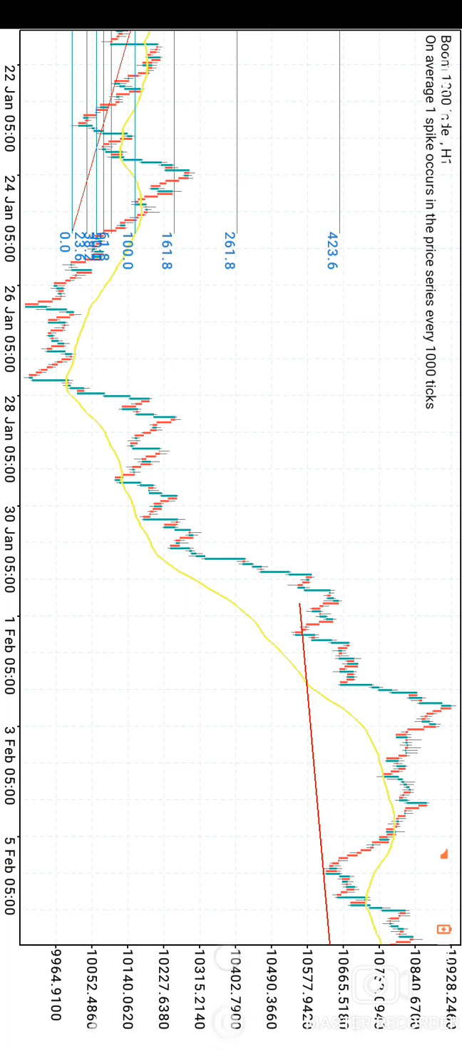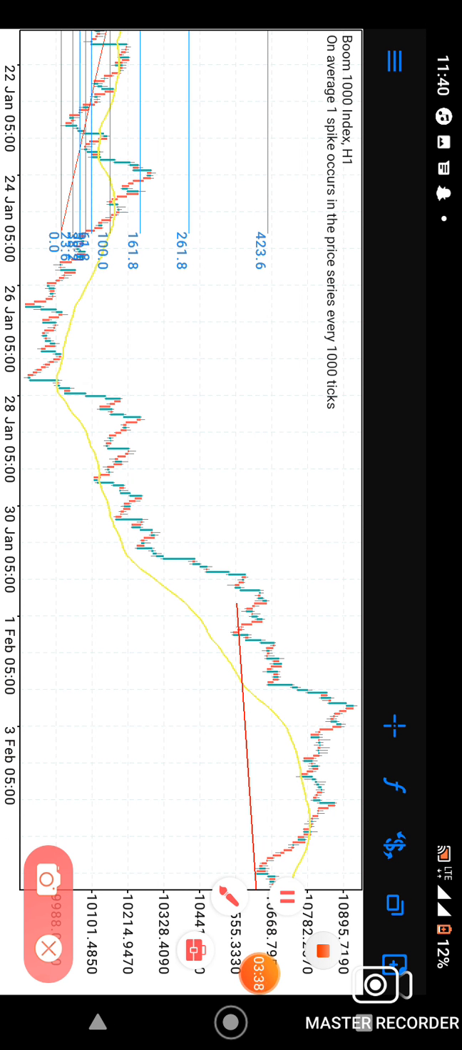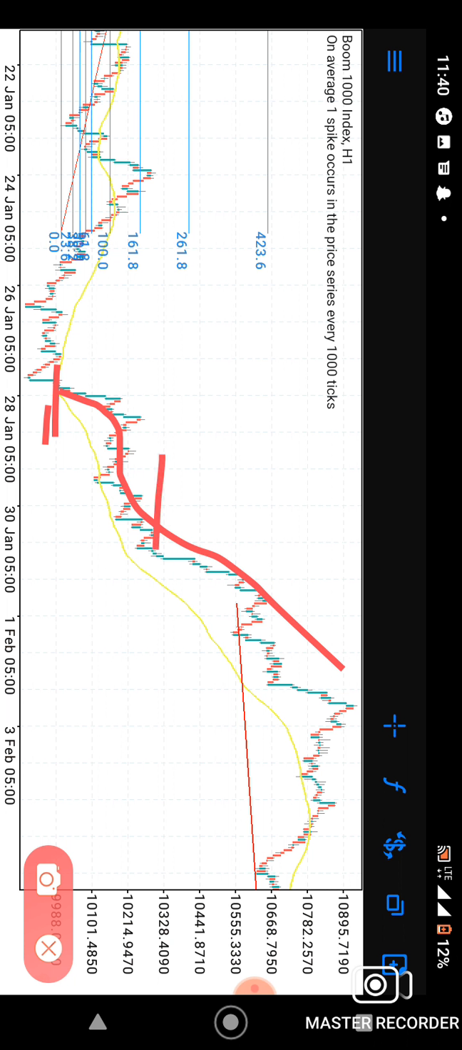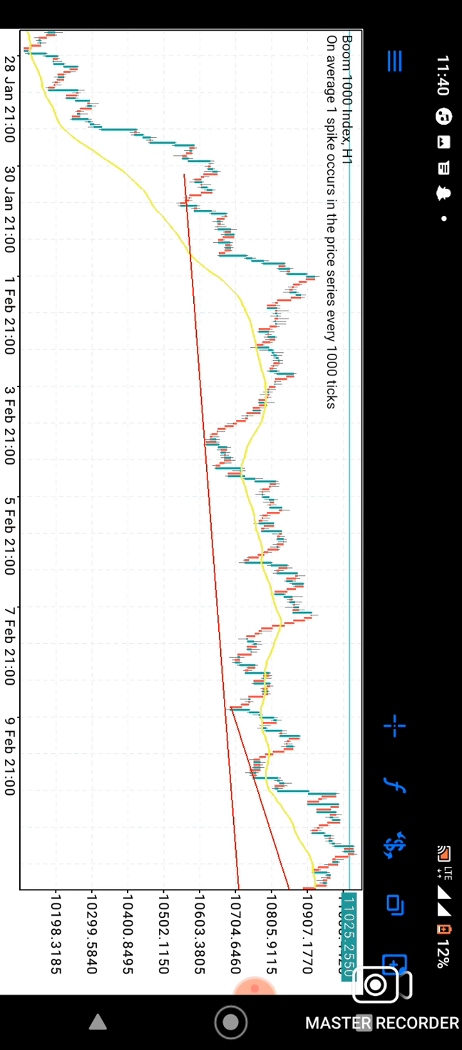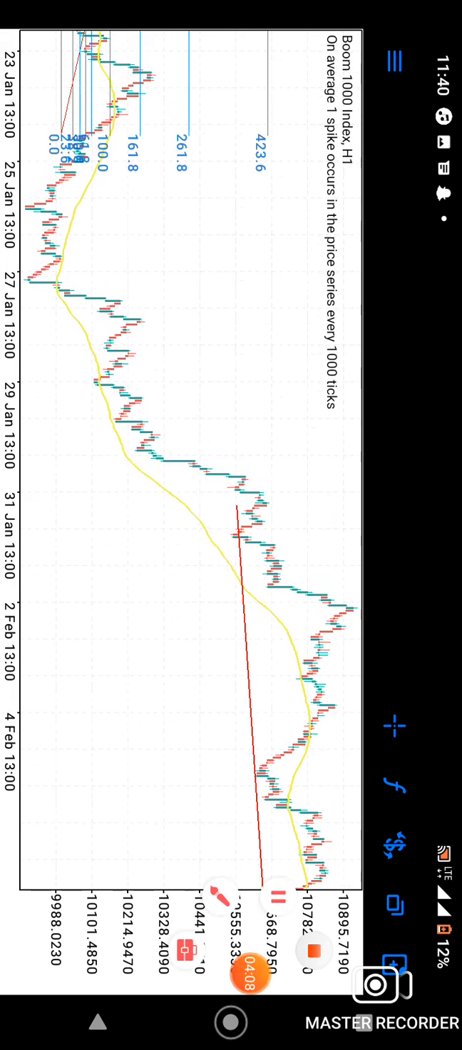Sorry, I was talking about people who want to take trades, or when to close a trade. If you enter a buy now and you see the market is going up, you keep shifting your stop loss, increasing it. Then if you see that the market is trying to break this moving average, you can now exit your trade. So keep increasing your stop loss until you see that the market is trying to break the moving average.